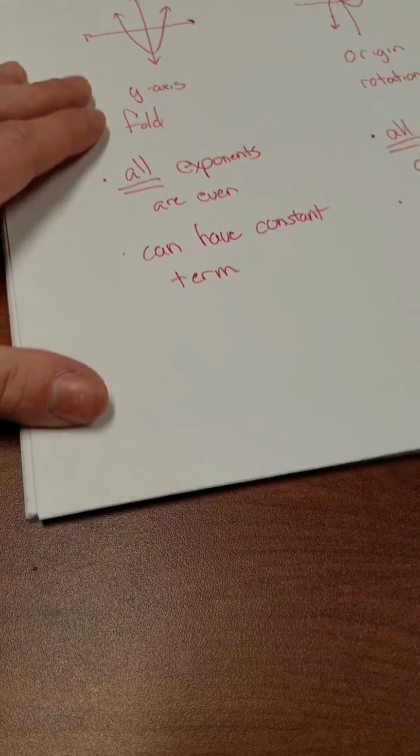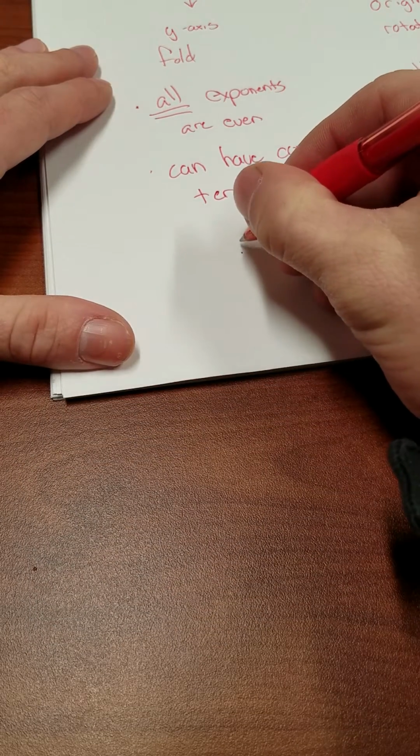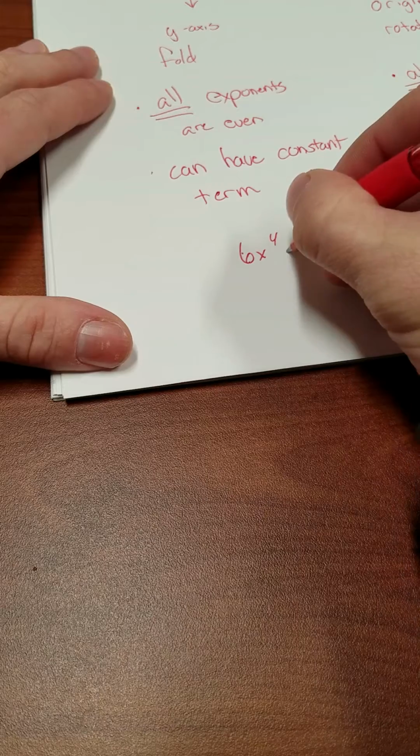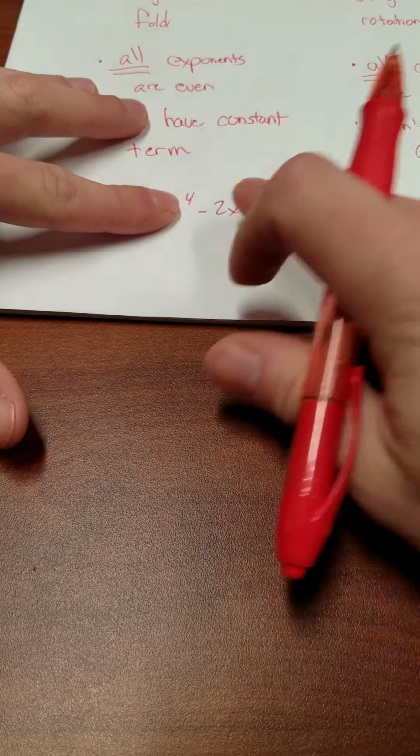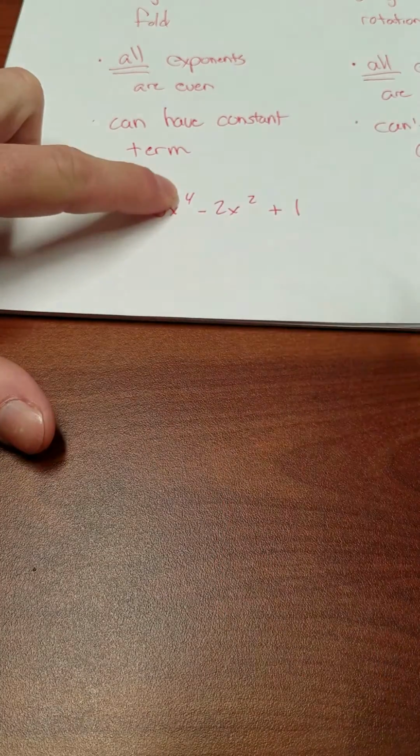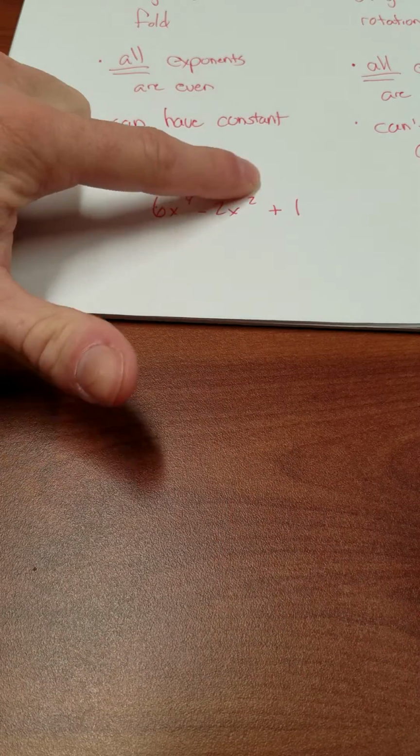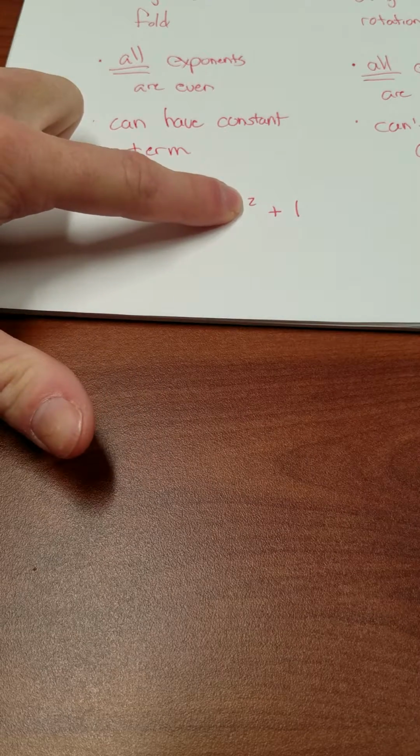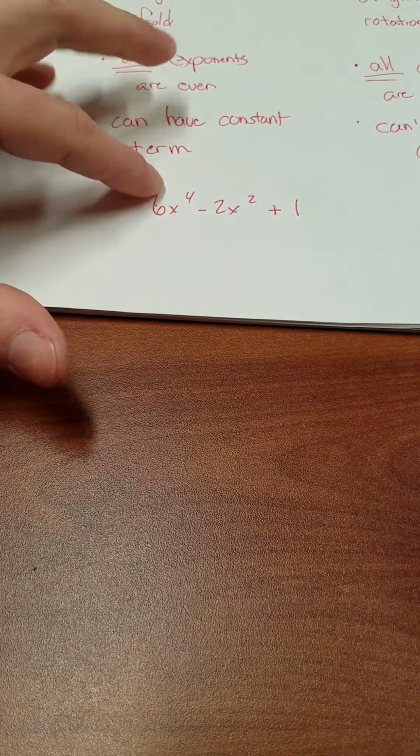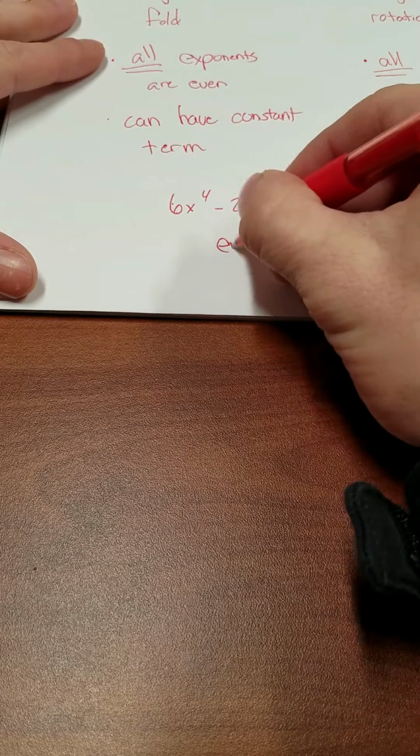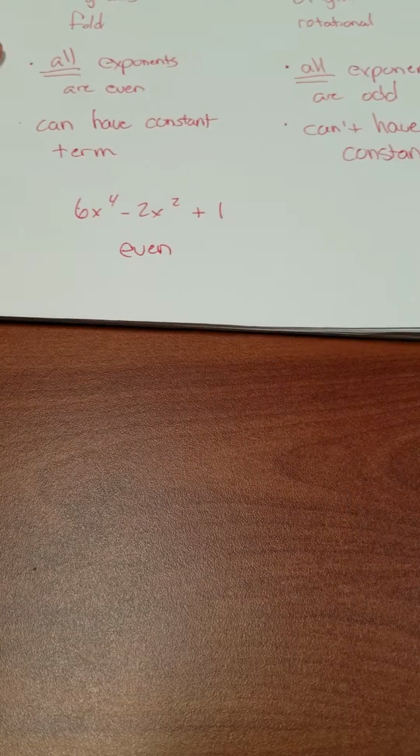All right, so an example problem. 6x to the fourth. Look only at the exponents. We do not care about the numbers. So an exponent of 4, that is even. An exponent of 2, that is even. It is a constant term. Okay? So even, constant term. All exponents are even. Evens can have a constant term, so this is even.